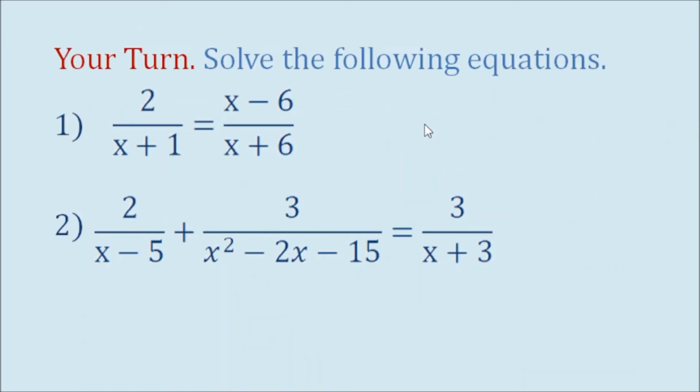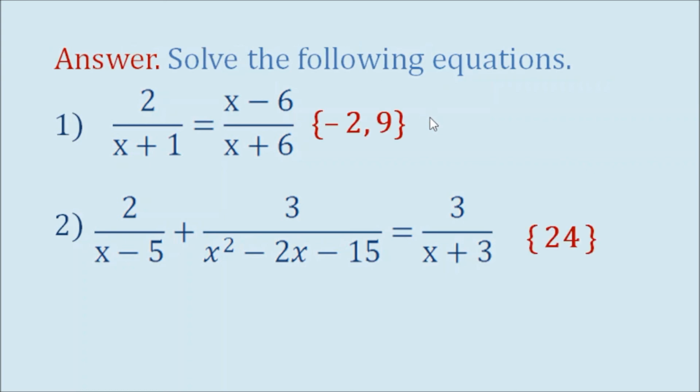Now your turn. I prepared here 2 equations. You can pause the video and try solving these 2 equations. If you are done, I can now show you the answer. So for number 1, the solutions are negative 2 and 9, and for number 2, the solution is 24. Now, did you get the 2 items right? If you are not able to get them right, you can review our video, because these questions are just parallel to the examples we have discussed.